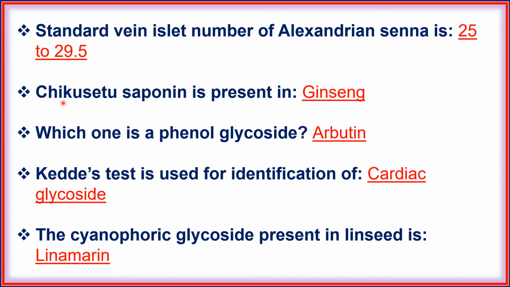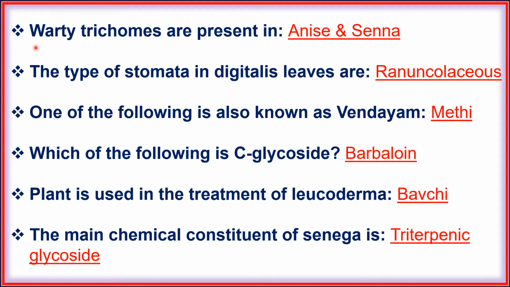Next, Chikusetsu saponin is present in ginseng. Next, which one is a phenyl glycoside? That is arbutin. Next, Keller-Kiliani test is used for identification of cardiac glycoside. Next, the cyanogenic glycoside present in linseed is linamarin. Next, warty trichomes are present in anise and senna. Next, the type of stomata in Digitalis leaves is ranunculaceous.